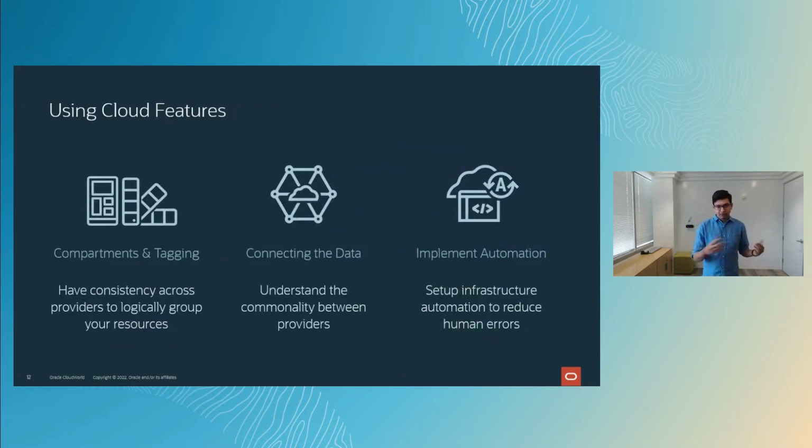Next, you have the cloud features itself. Different cloud providers have a lot of tools that help you in becoming optimized, becoming consistent within their environment, as well as match it with other environments that you might have. First thing is compartments and tagging. Compartments and tagging help you in grouping logical resources together so that you have a better handle on who gets access to what, as well as how things are being costed and priced.